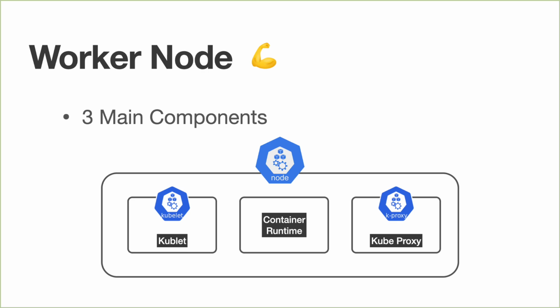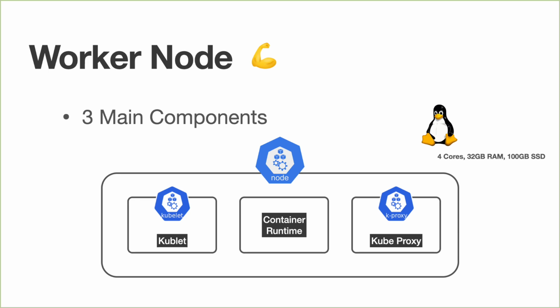Remember, I said that the node itself is actually a VM or a physical machine. So in this example, let's say that this is a VM which runs Linux with 4 cores, 32 gig of RAM, and 100 gigabytes of SSD storage. You can see that this node has 3 components: kubelet, container runtime, kube proxy, and it runs on Linux.